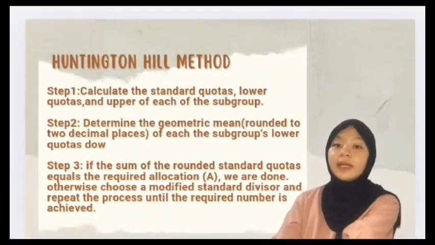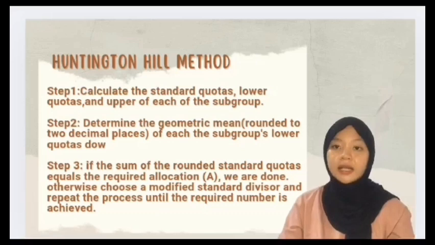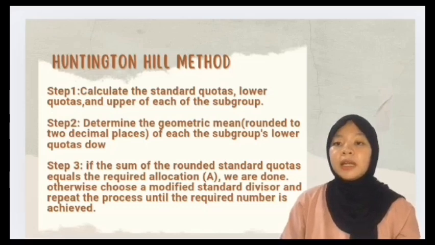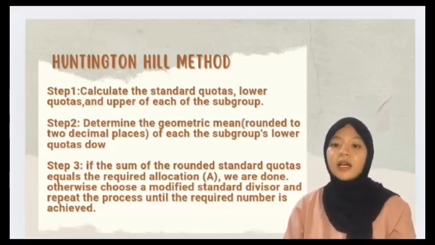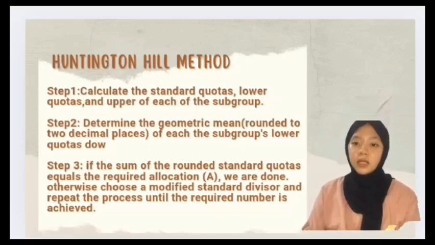Okay, so pag sinabi nating Huntington-Hill method, yung gagawin nating first step is kailangan natin yung both lower quota and upper quota. So step 2 naman is kailangan natin hanapin yung geometric mean. So geometric mean lang naman, kunwari yung geometric mean ng 7 and 8, no? Kailangan kunin yung square root ng 7 times 8. Yun yung tinatawag na geometric mean. So the last step is step 3.